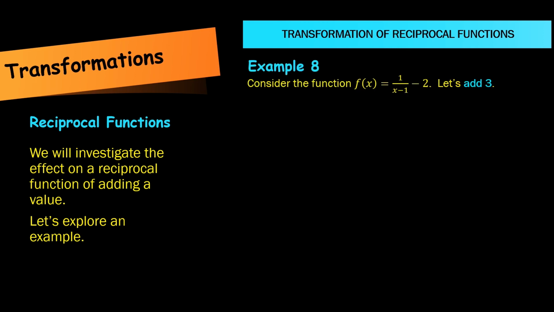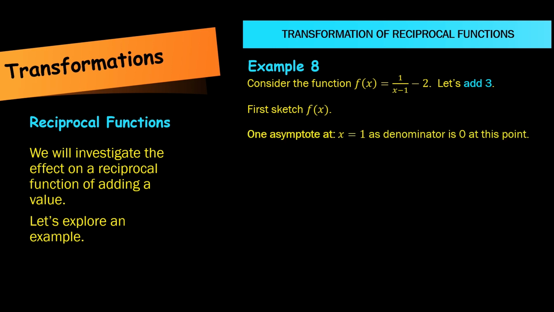Consider the function f of x equals 1 over x minus 1, minus 2. We're going to add 3 to this function. So let's consider how we're going to sketch f of x. We are first going to consider the asymptotes. There is one asymptote at x equals 1, as the denominator is 0 at this point.